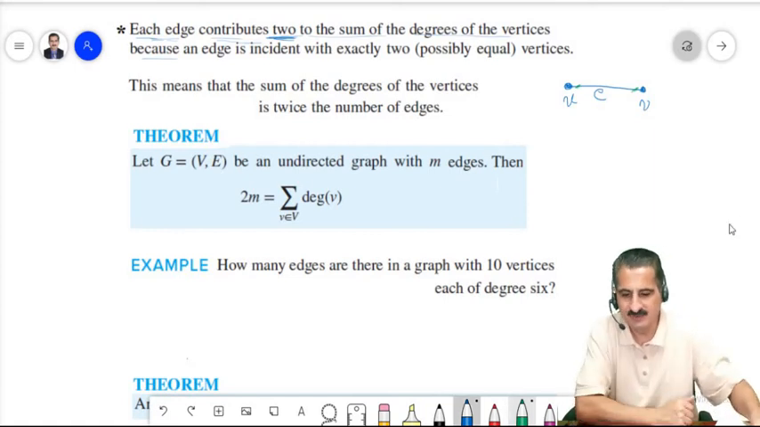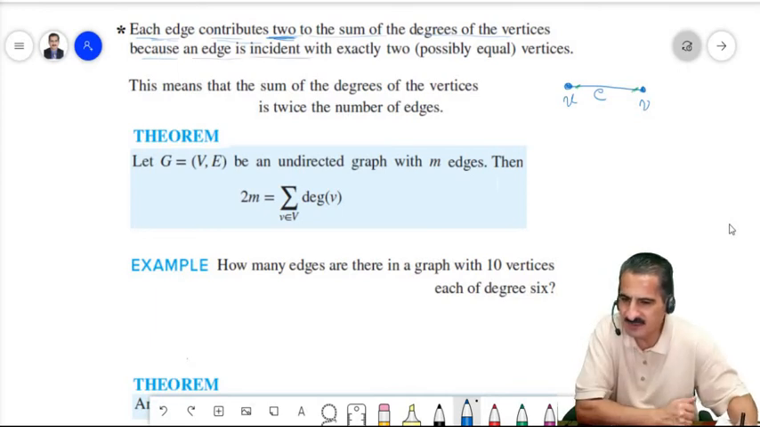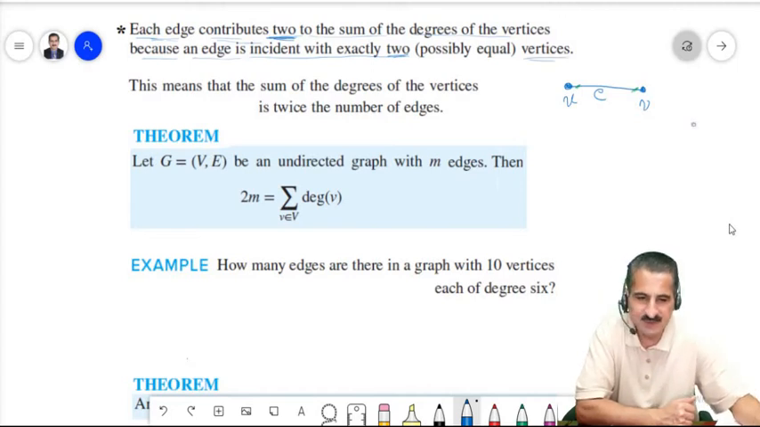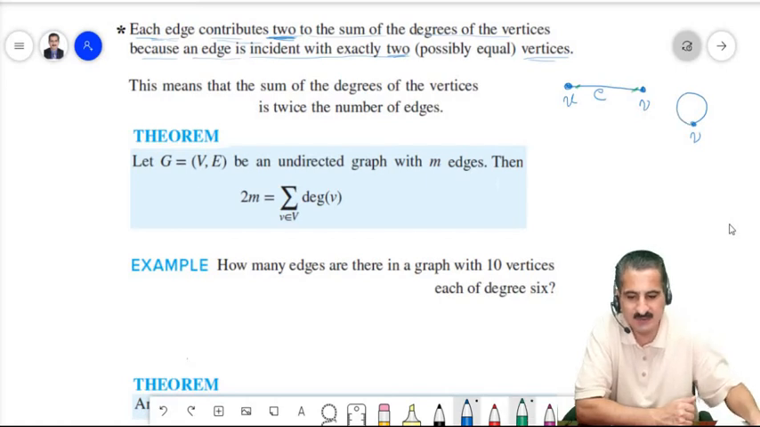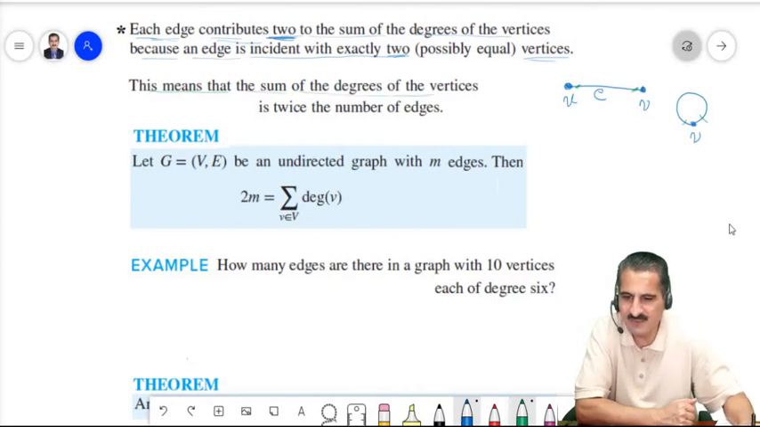Let's complete reading the sentence. Because an edge is incident with exactly 2 vertices, even if it is incident to one vertex, which means it is a loop, it also contributes 2 to the degrees. This is 1 and this is 2. Now this means that the sum of the degrees of the vertices is twice the number of the edges.